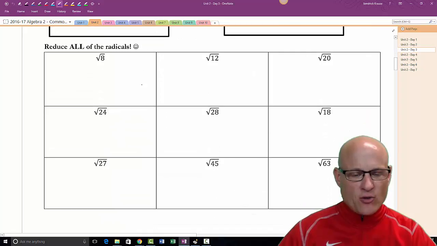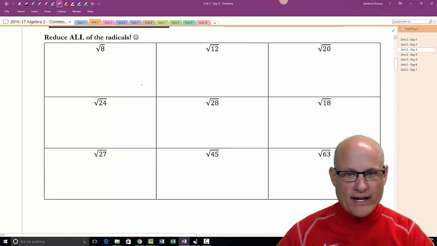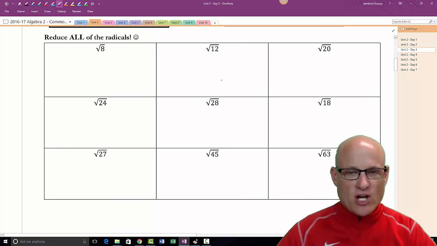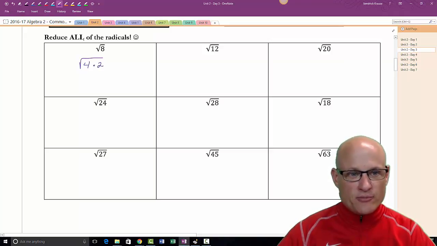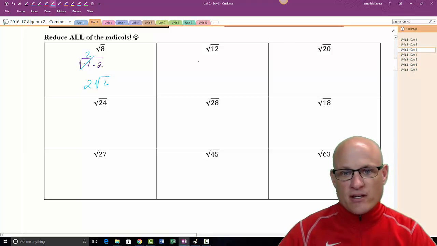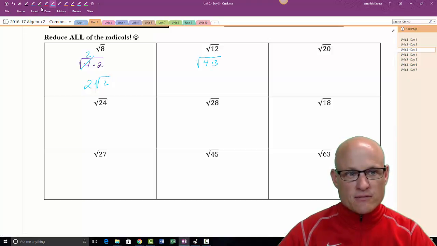That's stuff we're going to do in class. We're going to reduce all of these radicals. So your goal is to find the largest perfect square that divides evenly into them. Generally these are pretty easy. This is how I reduce. I don't know how your teachers taught it. I do 4 times 2, and then I grab a different color, and I go, okay, the square root of 4 is 2. So this is 2 square root of 2. And then this is the square root of 4 times 3. The square root of 4 is 2 again, and that becomes 2 square root of 3.